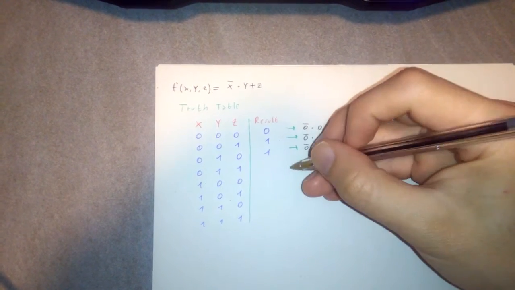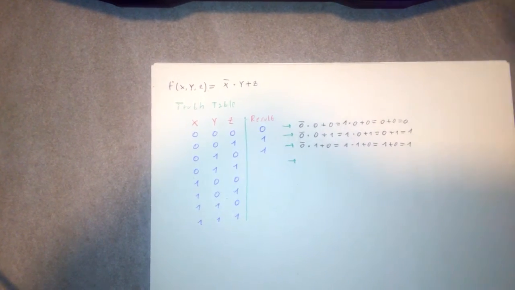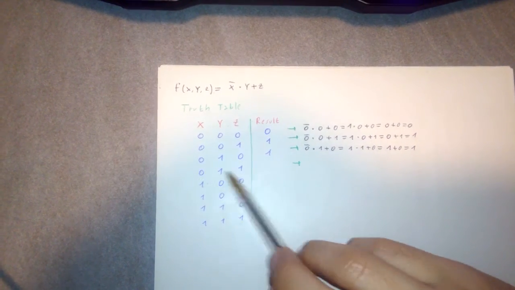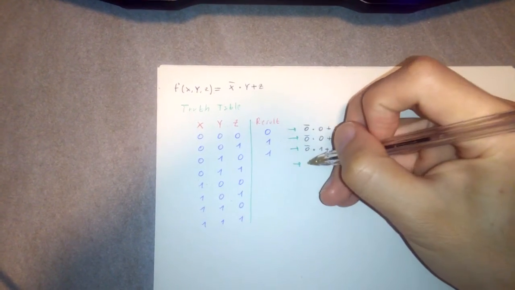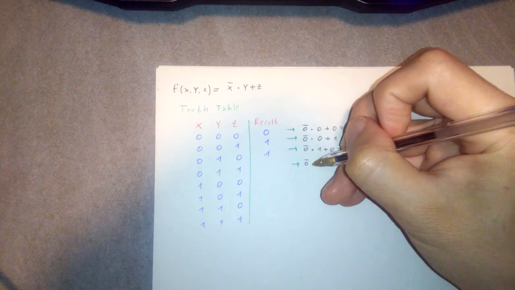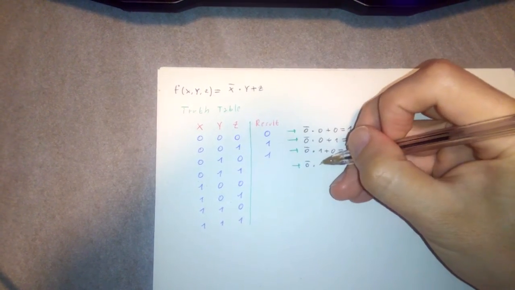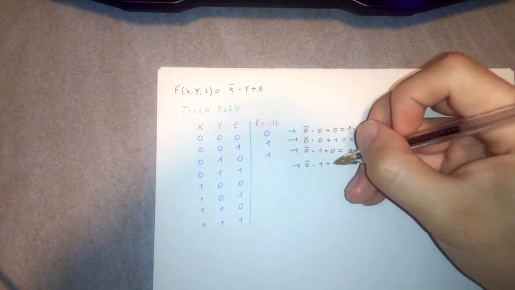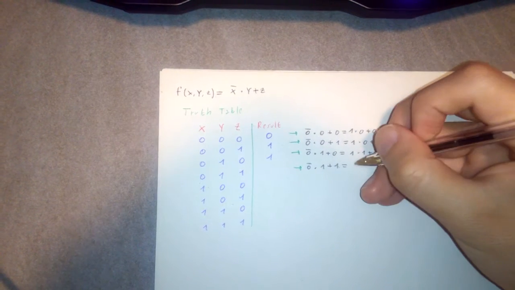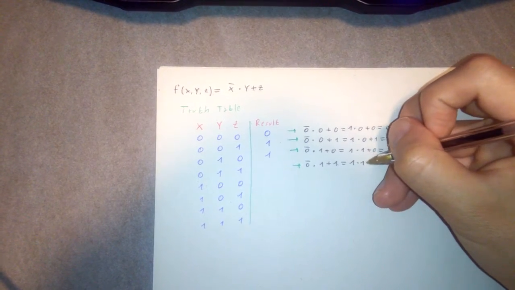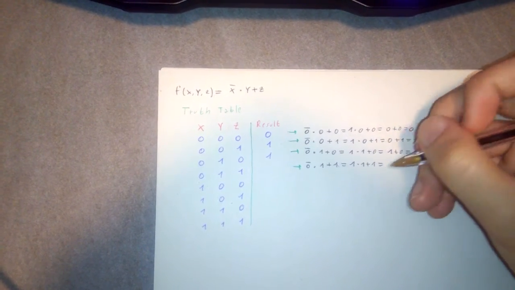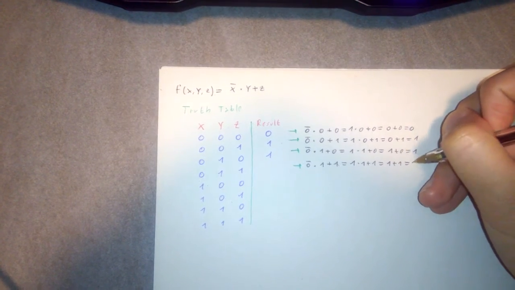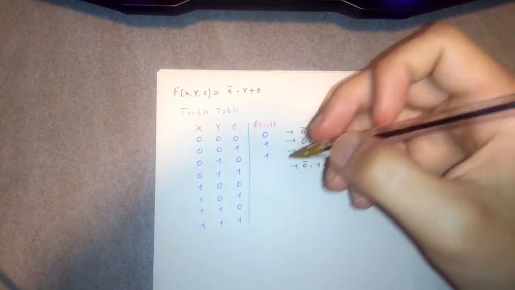Then 0, 1, 1. We're going to do this one more time. We got not 0 times y, which is 1, plus z, which is 1. Not 0 is 1, times 1 plus 1. So 1 times 1 is 1, plus 1 is indeed 1, once again. So we get 1.